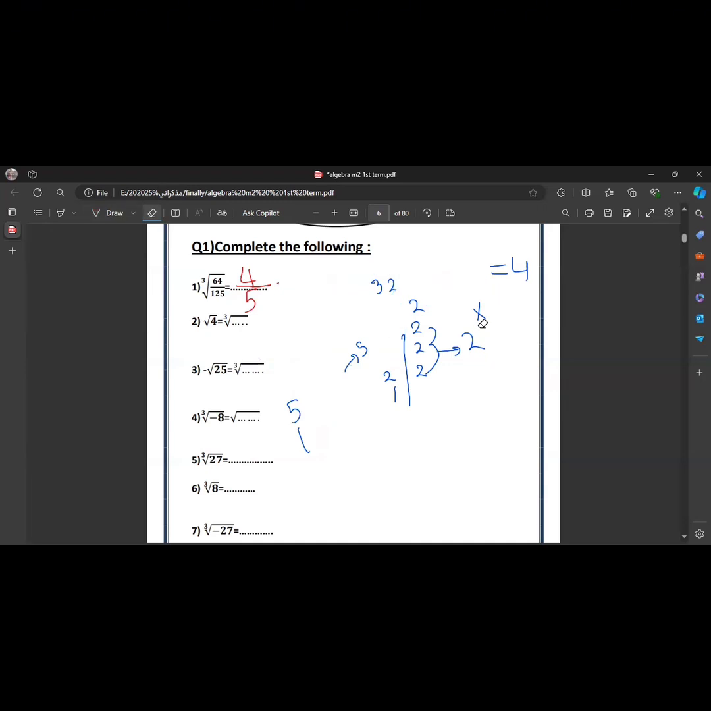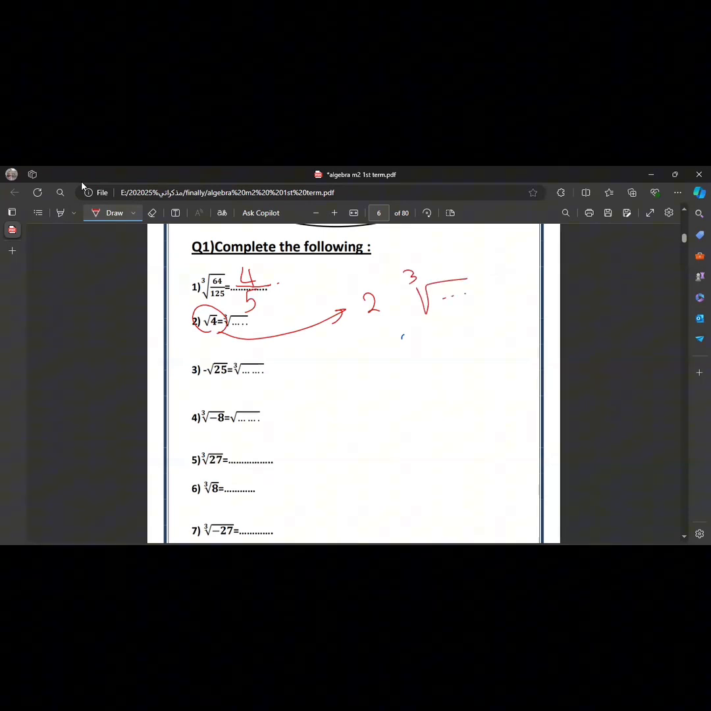This question, the square root of 4 equals the cubic root of what? First, square root of 4 is 2, because 2 times 2 is 4. The cubic root of what gives me 2? We can make the factor power the degree of root. 2 power 3. 2 power 3 gives me 8. So the cube root of 8 gives me 2.